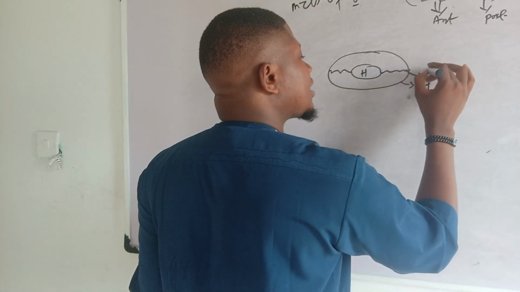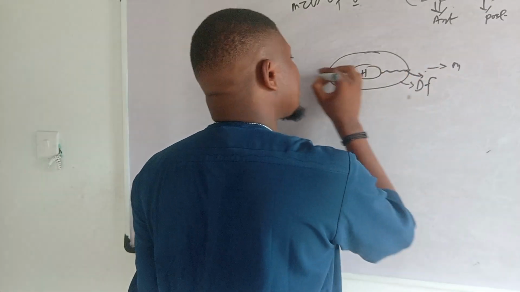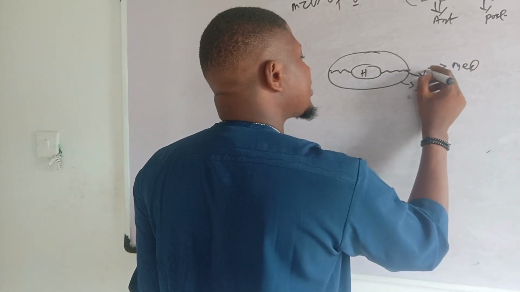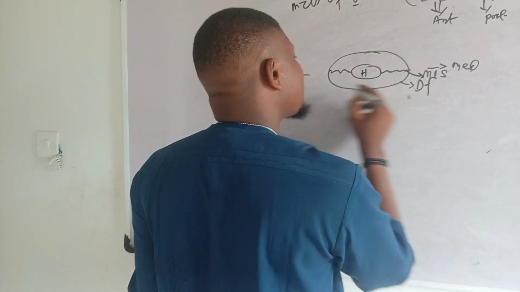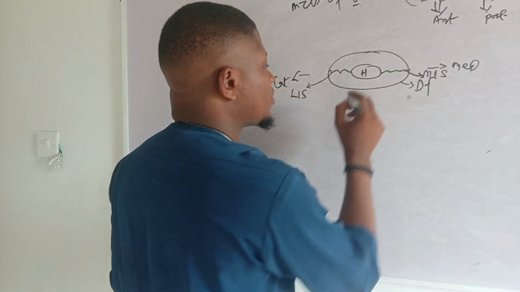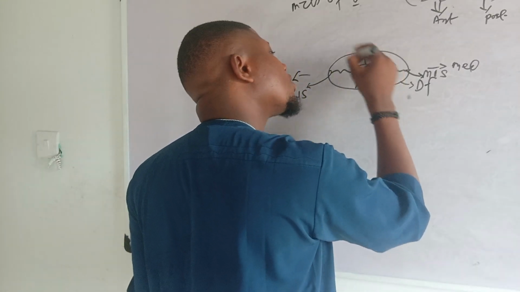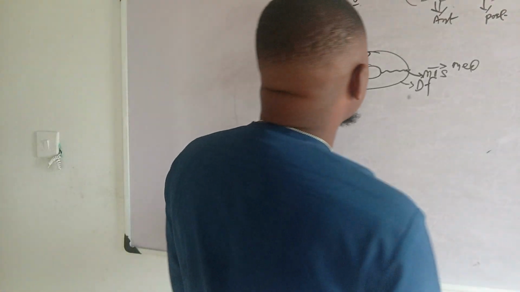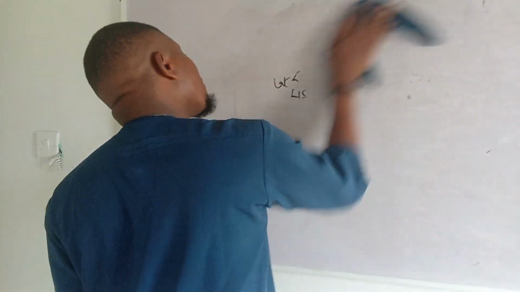Let's say toward this side is medial and toward this side is lateral. So this is the medial intermuscular septum, then this one is the lateral intermuscular septum. And this is the anterior compartment, and this is the posterior compartment. Okay, so let's look at each of these compartments. Let's start with the anterior compartment.